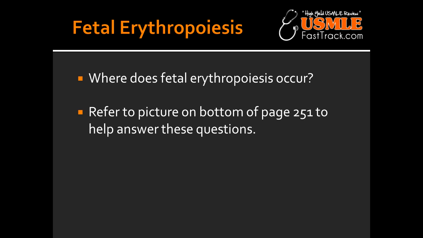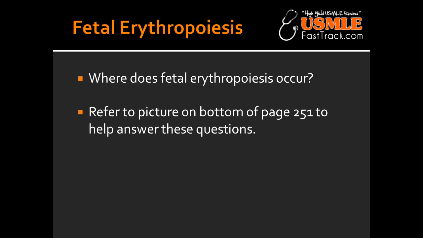Where does erythropoiesis occur in a fetus that's 15 to 30 weeks old? In a fetus that's 15 to 30 weeks old, erythropoiesis occurs in the spleen. Where does erythropoiesis occur in a 22-week-old fetus as well as in adults? Erythropoiesis for a 22-week fetus as well as in adults happens in the bone marrow.